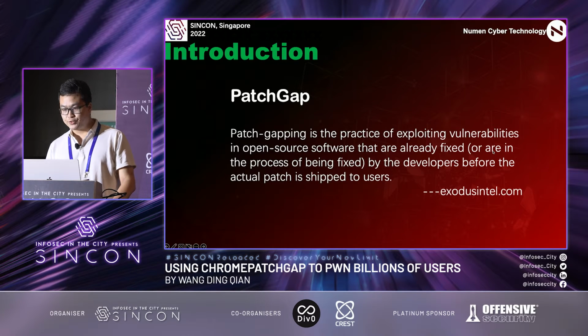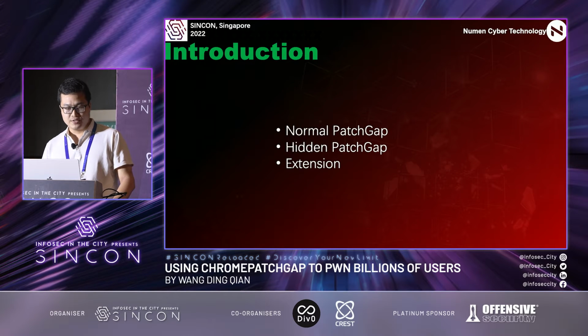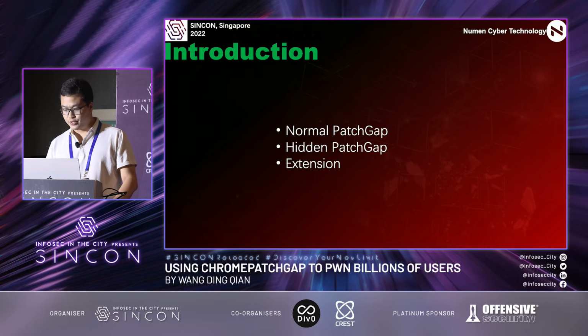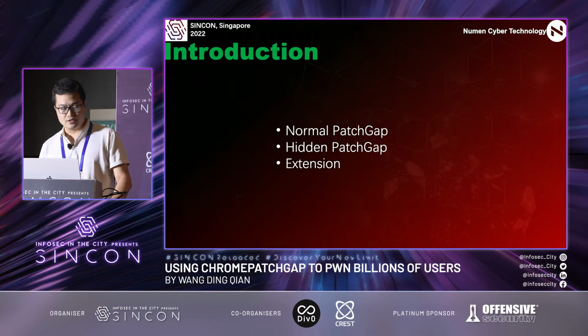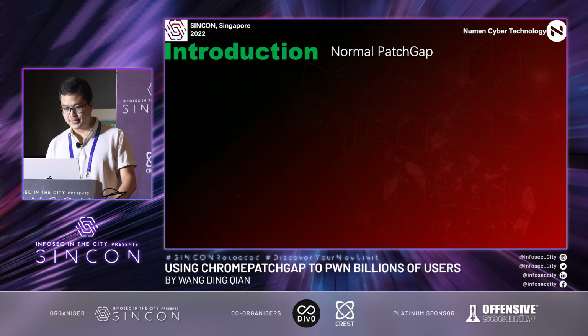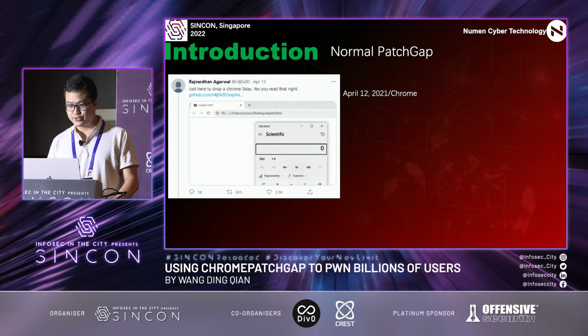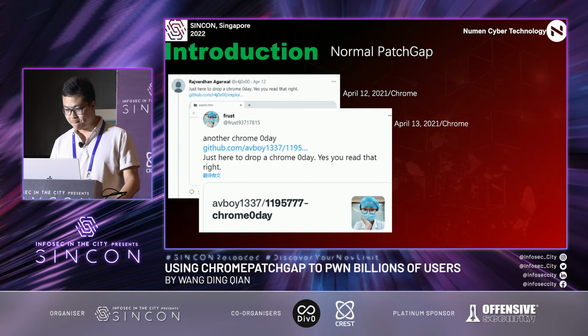Let's begin. First, I want to give a short explanation of PatchGap. It was borrowed from this website: PatchGap is the practice of exploiting vulnerabilities in open source software that are not fixed by the developers before the actual patch is shipped to users. I don't think there's an actual definition, so I just borrowed it from the website. There are 3 parts: the normal PatchGap, hidden PatchGap, and extension. When talking about this, I usually divide it into 3 aspects.